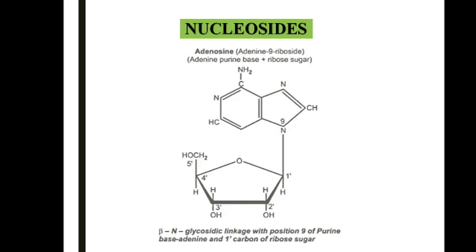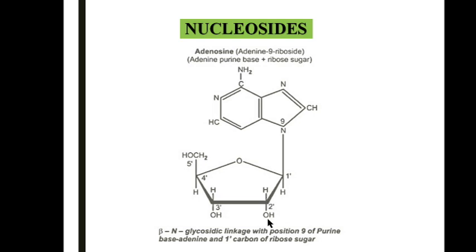What are nucleosides? When the nitrogenous bases like purine and pyrimidine combine with sugars like ribose or deoxyribose, respectively in RNA and DNA, we call it a nucleoside. Simply, nucleoside equals base plus sugar. That nitrogenous base could be purine or pyrimidine, and the sugar would be ribose or deoxyribose. So how do they get attached to each other? This is a purine atom which is attached to the ribose sugar.